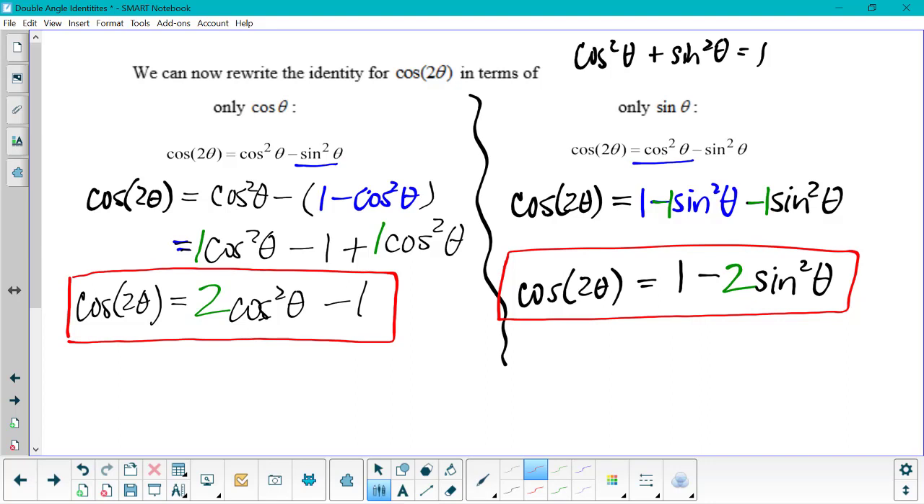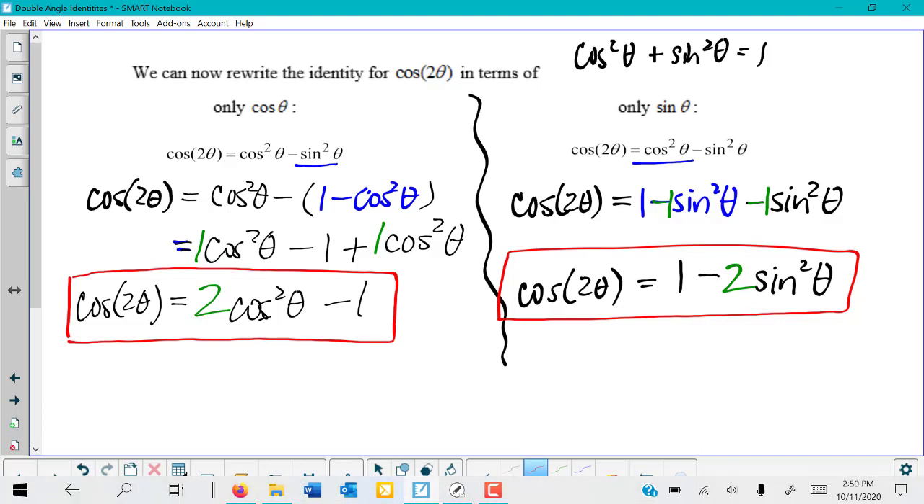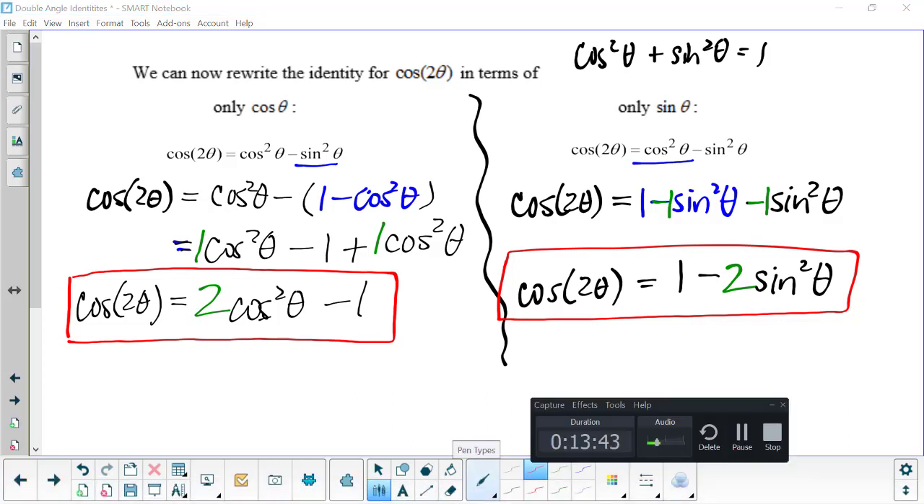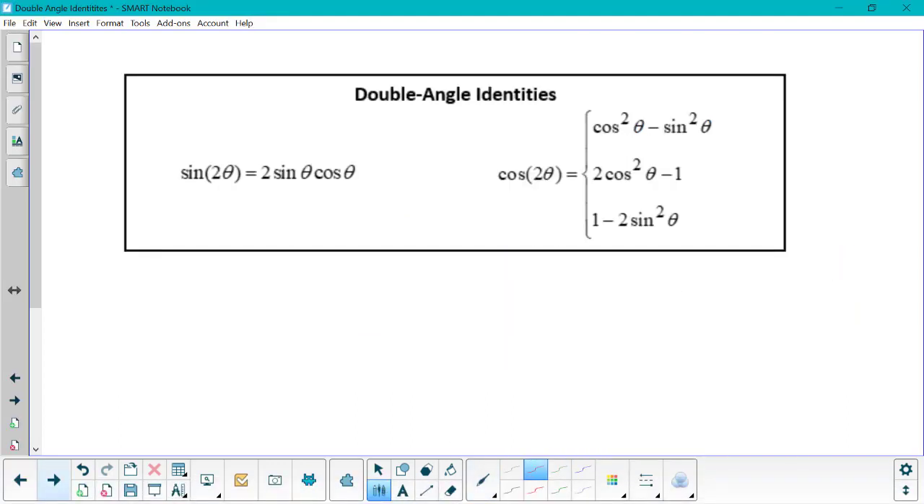So once again, these look very similar to our Pythagorean identities or equivalent forms, except they involve a 2, whereas my Pythagoreans do not involve the 2. So that's one way I keep those straight. So we actually have 3 identities for cosine of twice an angle. All right, so here's the summary of our double angle identities. So you'll want to remember those or come up with a way of remembering them, or you could possibly regenerate them if you needed to.